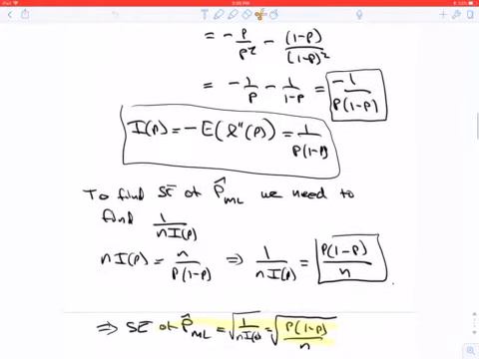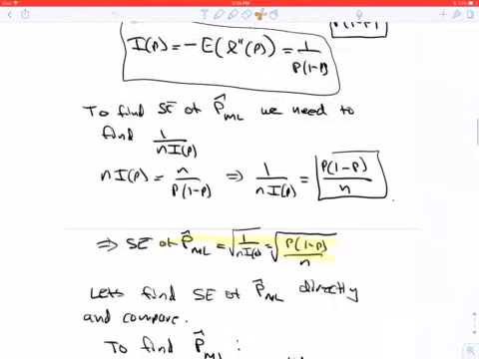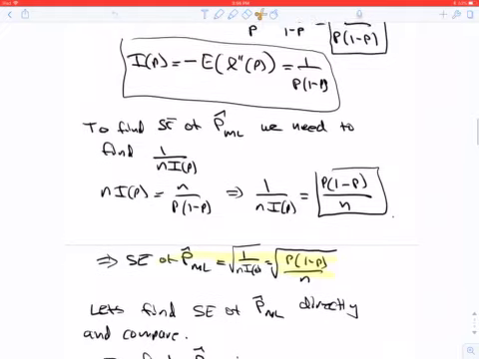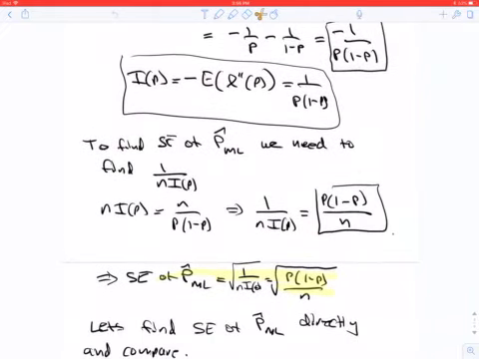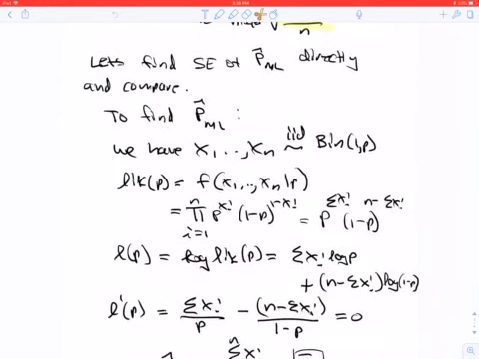To find the SE, then, we just take 1 over n I(p), which turns out to be p(1 minus p) over n, and then we take the square root of that as the SE. So that was assuming this asymptotic result about ML estimators. Let's actually compute the ML estimator and compute the SE directly.